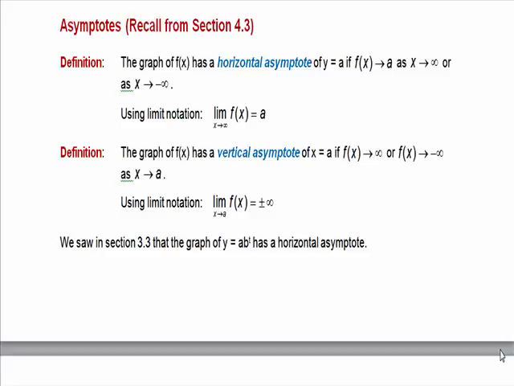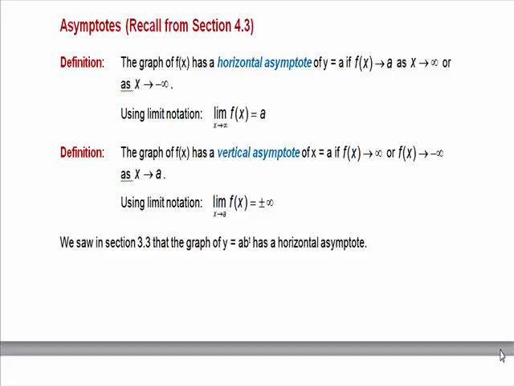That's not going to be true about a vertical asymptote of a function. So a graph of f at x is going to have a vertical asymptote whose equation would be x equals a, if the function either goes to infinity or negative infinity as x approaches a. So what happens with a vertical asymptote is the function either shoots up to infinity or seems to shoot down to negative infinity. And so using our limit notation, we will actually have a vertical asymptote if the limit as x approaches a of the function is either plus or minus infinity.